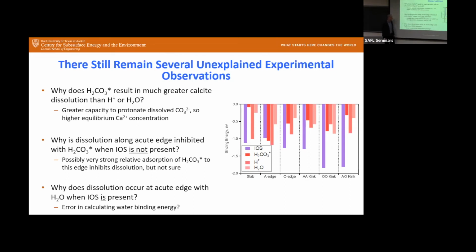One thought would be that maybe carbonic acid absorbs so strongly that it doesn't detach from the surface or doesn't provide enough energy for detachment, but I'm just throwing out an idea that's unsupported. And I think that's still something we have to figure out. Another one is, why does dissolution occur at the acute edge with water when IOS is present? Our results would tell us that the absorption energy for IOS is greater than for water at the acute edge, so we would have expected that to be inhibited, but we saw growth along that. Maybe there's some error, maybe we're not thinking of something, but I can't give an interpretation.